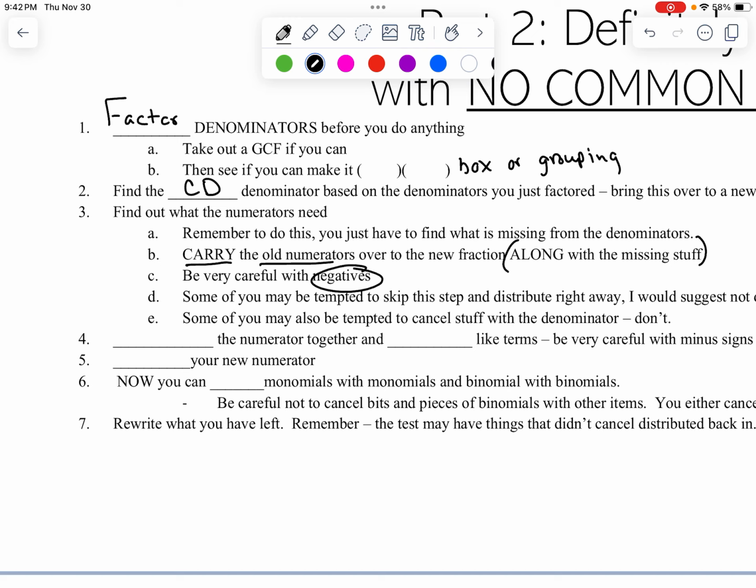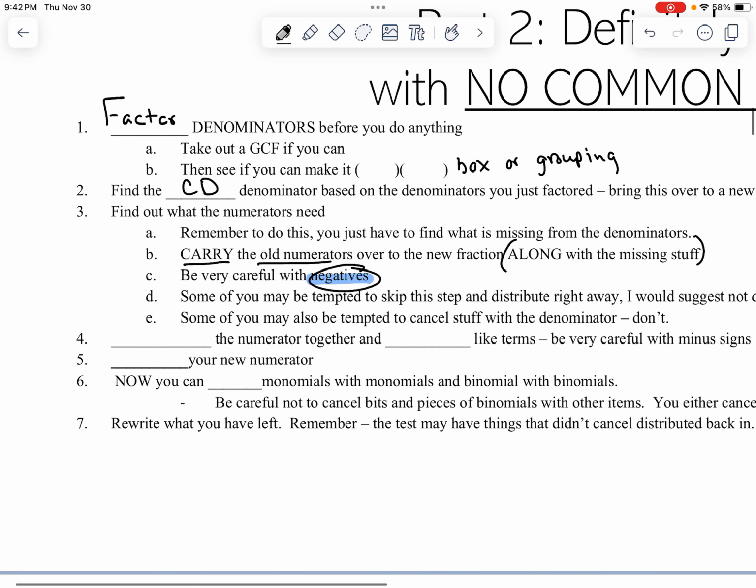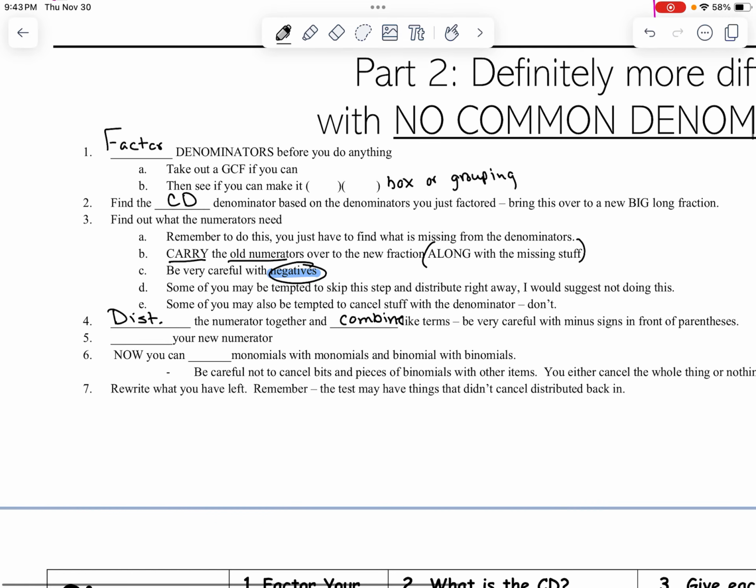Be very careful with negatives. My smartest kids, this is where they mess up because they think too fast. Some of you might be able to attempt to skip this step. Don't. And then some of you might be tempted to cancel stuff here. Don't. Next is distribute the numerators together and combine like terms, and be very careful with your minus signs.